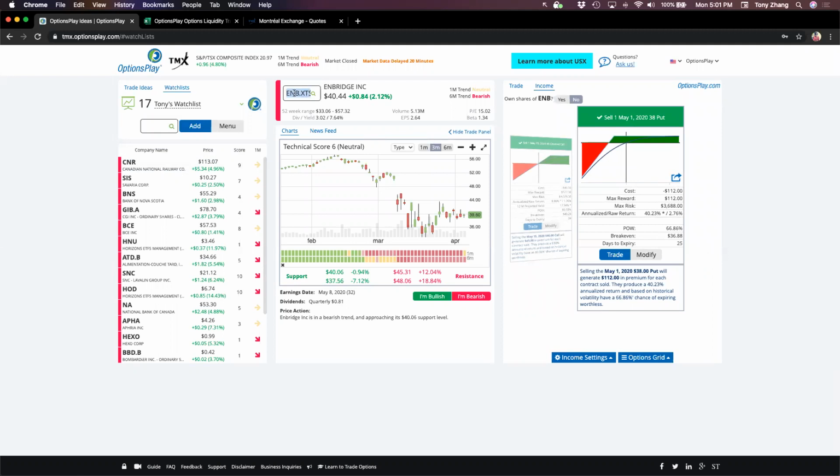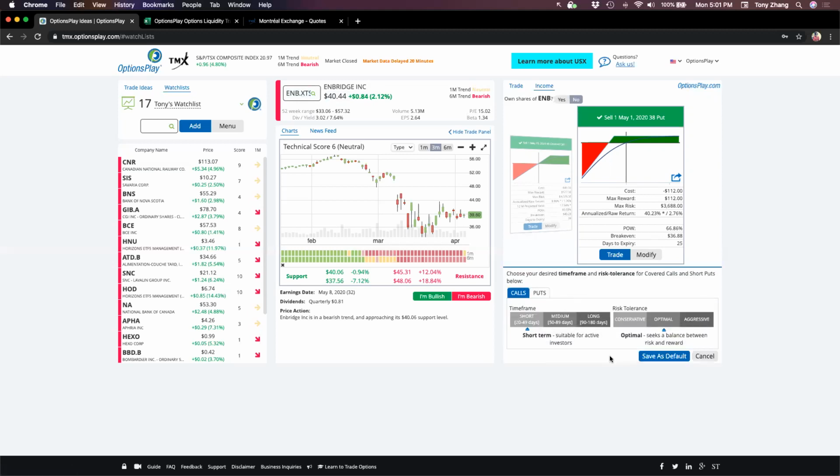So let's look at Enbridge. Enbridge is currently trading at $44. Let's say I want to buy this stock, right? We always start off with buying the stock. So in this particular case, you can use the income settings button to select what time frame you prefer for covered calls. So I choose short term, and for risk tolerance you can choose from conservative, optimal, or aggressive. And for short puts, you can also do the same thing. You can choose your own time frame. You can choose conservative, optimal, or aggressive.